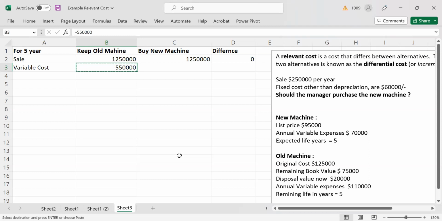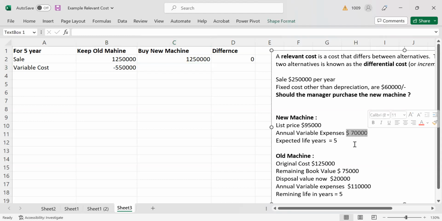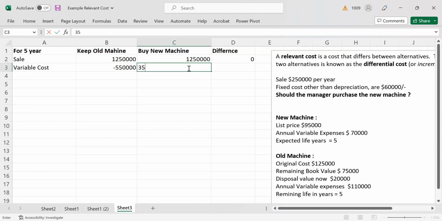If we buy the new machine, again, the variable expenditure we have to write here. What is the variable expenditure if we buy the new machine? It's given as $70,000 per annum, multiplied by 5 because 5 years is the expected life of the new machine. So 7 into 5, 35. So $350,000 is what we will write here.